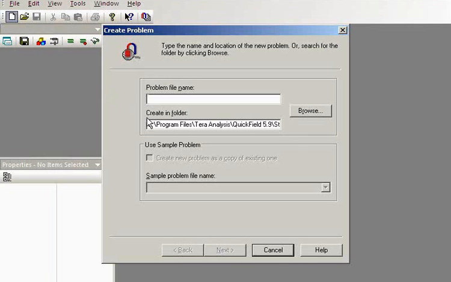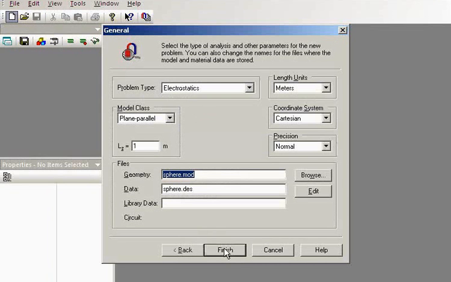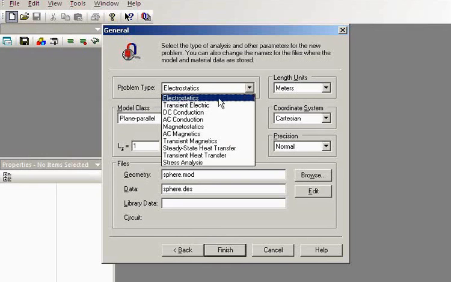I start QuickField and create new empty problem. The problem name will be sphere. Next, I choose the problem type. To calculate capacitance, I choose electrostatics problem type.